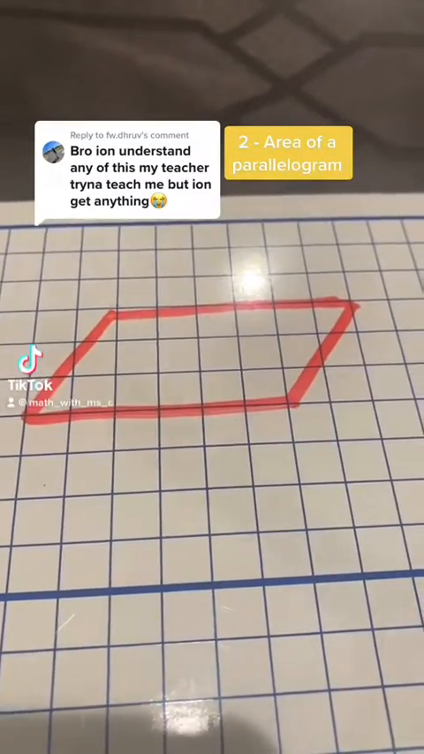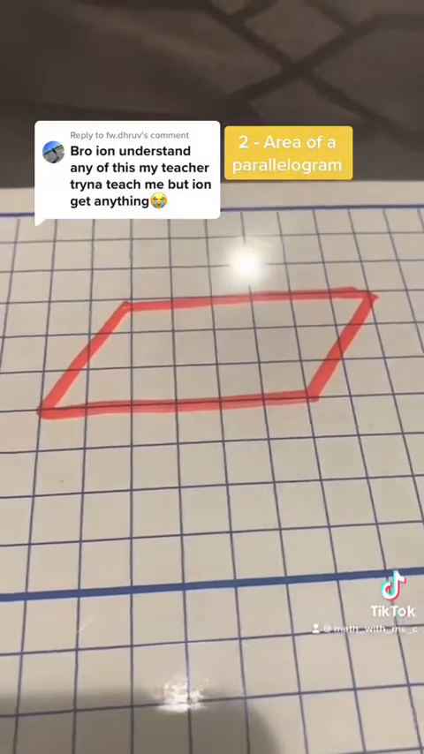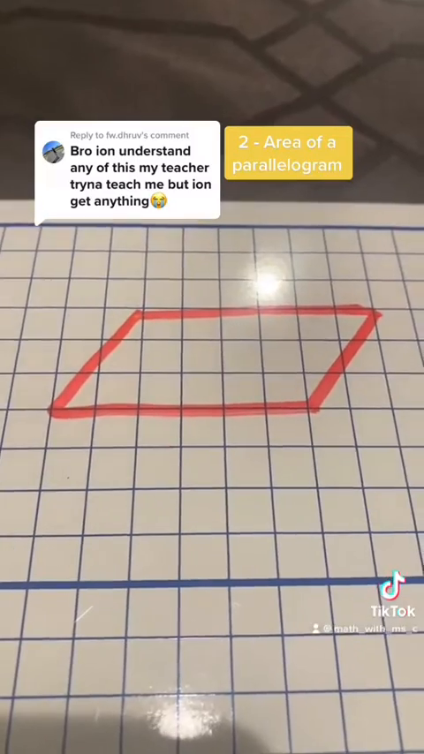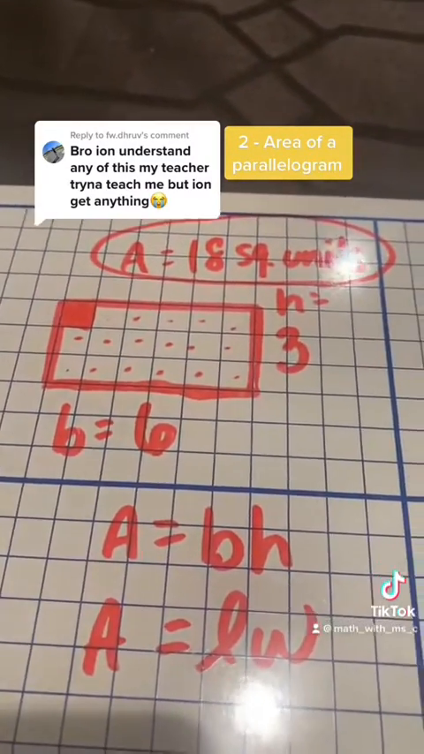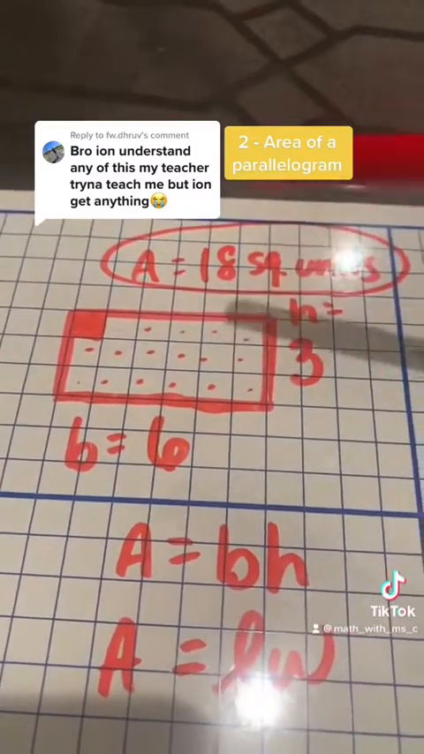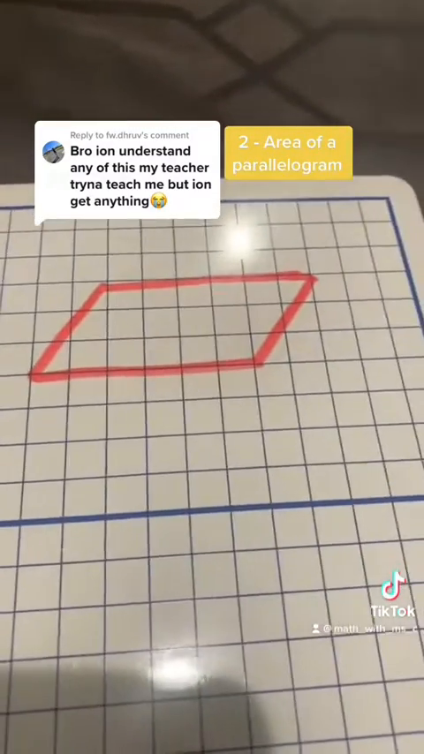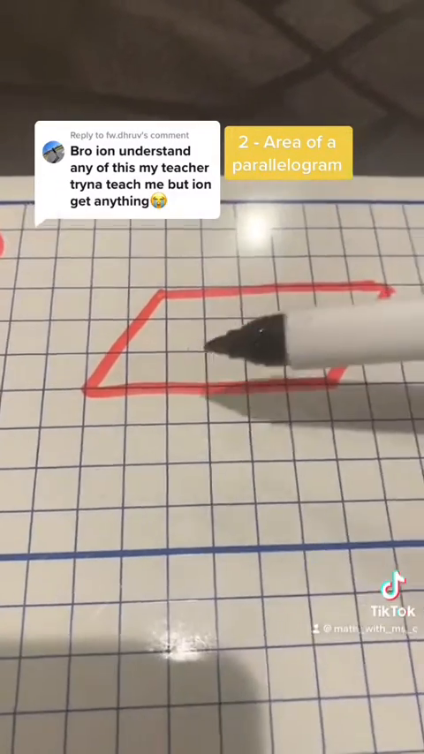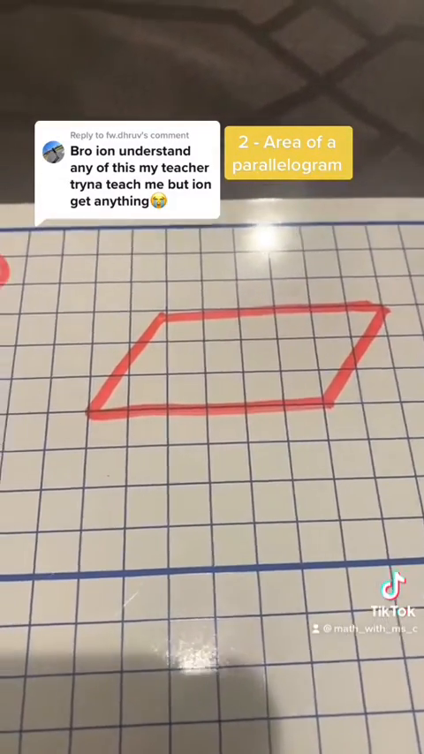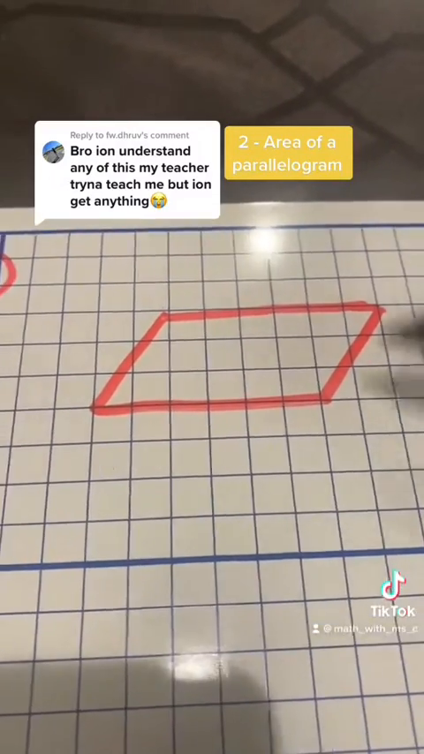So this is video number 2, understanding the formula for area of a parallelogram. If you looked at my first video, I went over area of a rectangle, so we know that we can easily count this. Now in a parallelogram, you cannot easily count the squares inside because if you notice, some of them are partials. So it makes it harder for us to count how many squares inside.